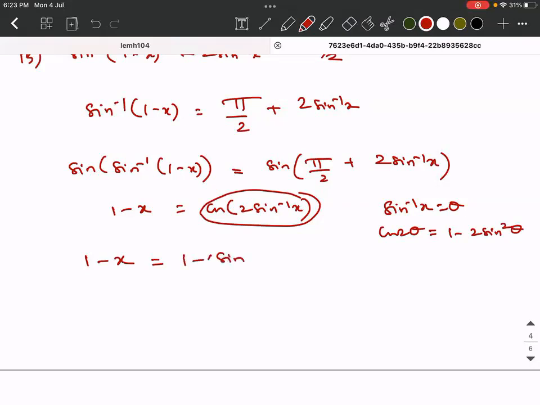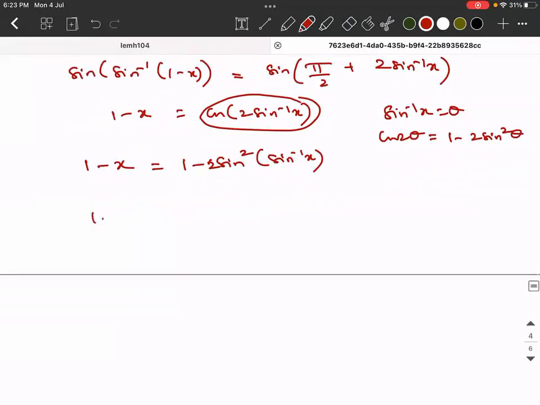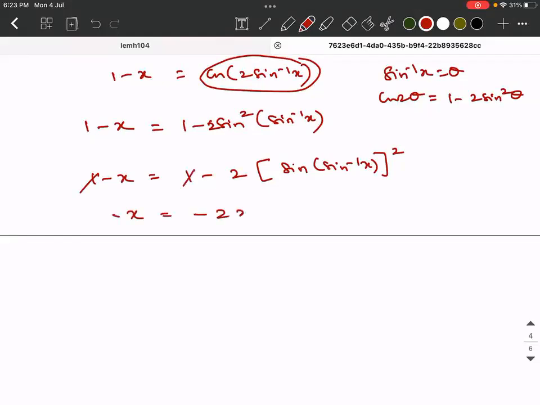So can I write this as 1 minus 2 sine square of sine inverse of x? Now observe, 1 minus x equals 1 minus 2 into sine of sine inverse x, the whole square. 1 and 1 are gone. So minus x is equal to minus 2 x square. Because sine of sine inverse x is how much? x. So x square is this thing. Is it clear till this step? So minus and minus are gone. Don't be in a hurry to cancel x and x, because you don't know what is the value of x. x can take 0 also. If it takes 0, you're not supposed to cancel it directly. So what I need to do is, I'll take x into 2x minus 1 is equal to 0. Observe this.